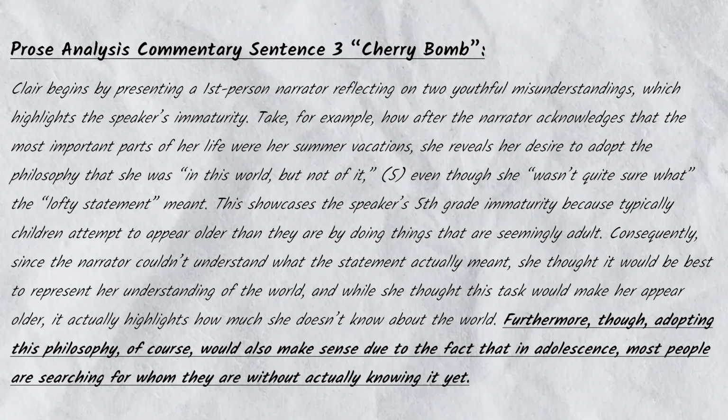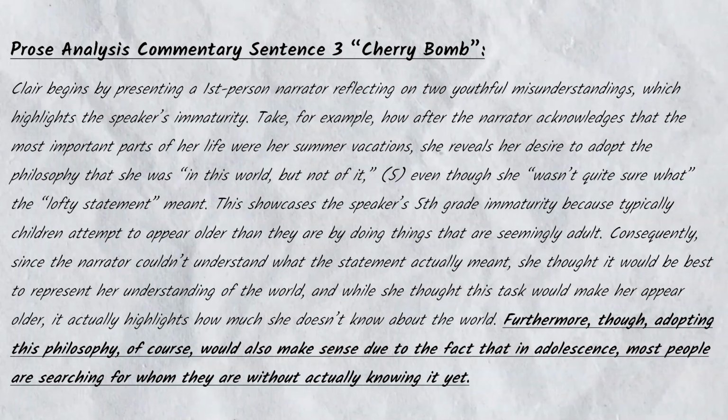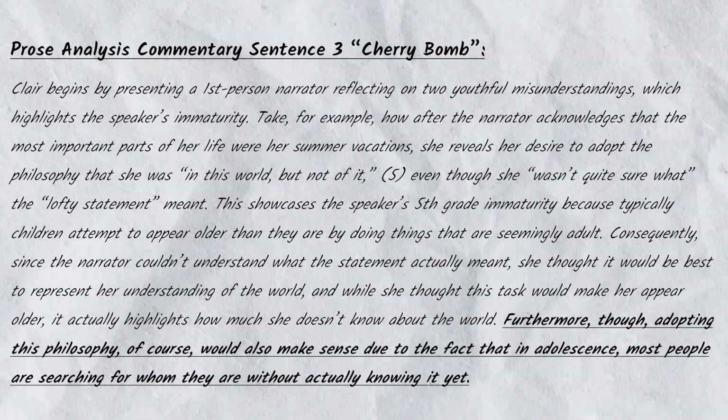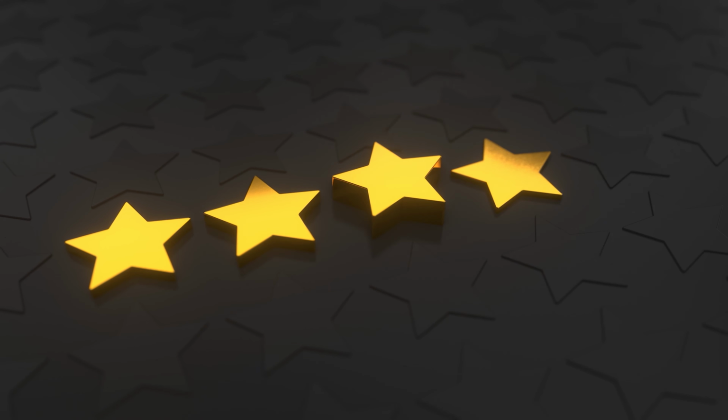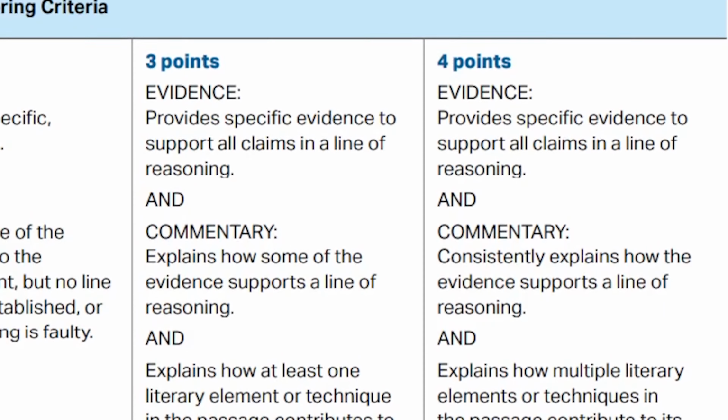And now, here's what my final sentence of commentary would look like for my cherry bomb paragraph. You'll recognize that this entire sentence connects the common adolescent move of self-realization and identity to adopting a lofty statement of philosophy. So in all of my sentences of commentary, I'm consistently referring back to the textual evidence of the paragraph. These 3 stems are enough to jumpstart your commentary and make it the best. Getting used to writing like this will help you score 4 in the row B of your rubric.